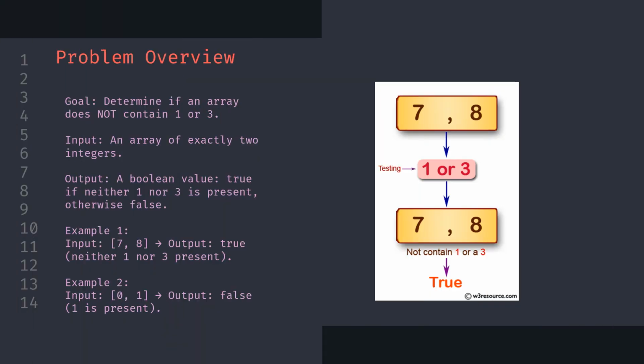Let's break down the problem. Our task is to determine if an array of two integers does not contain the numbers 1 or 3. If the array includes neither value, we'll return true. If it includes one or both, we'll return false. For example, an input array of 7 and 8 would return true because neither 1 nor 3 are present. However, the array 0 and 1 would return false, since 1 is included. This is a great exercise to practice logical negation and conditional checks in JavaScript.